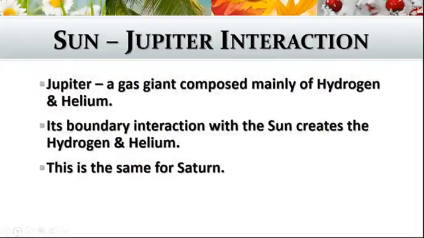When you look at the sun and Jupiter interaction, we have another sun and planet interaction, but Jupiter is much further away. Jupiter is a gas giant composed mainly of hydrogen and helium. So at its boundary of interaction from the principal fields, which is the hydrogen the sun creates, at this boundary interaction, we create hydrogen and helium. And that's essentially what Jupiter is made up of.